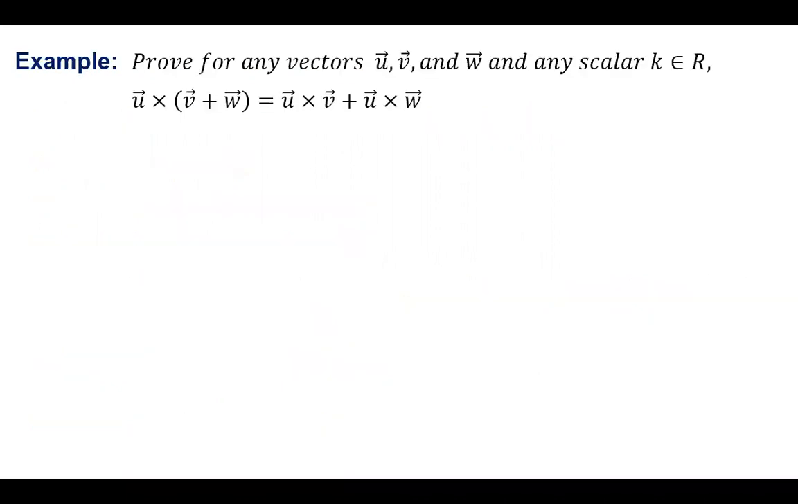Okay, next, let's consider this example. Prove that for any vectors u, v, and w, we have the following relationship. Well, there is no scalar k, so just leave this out. u cross the sum of v and w equals u cross v plus u cross w. So that's the distributive law for the cross product.